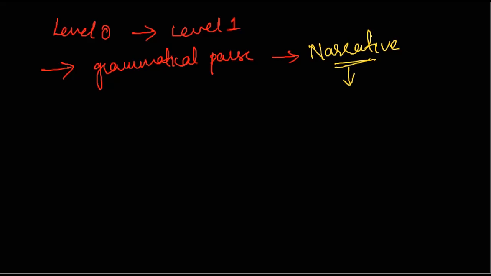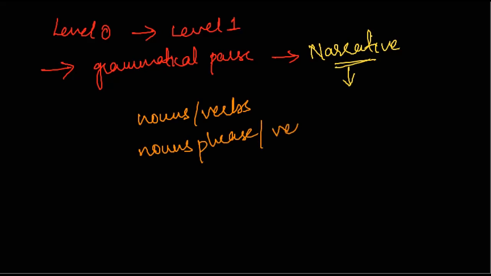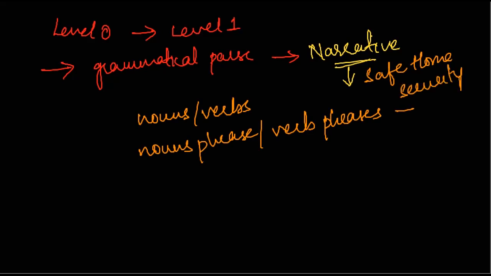Within this grammatical parse, you're going to identify the different nouns and verbs. You're also going to identify any noun phrases and any verb phrases. Those are also going to be identified. Now which narrative are we talking about? We are again considering the SafeHome security narrative. On that narrative, you're going to identify all the nouns and verbs.